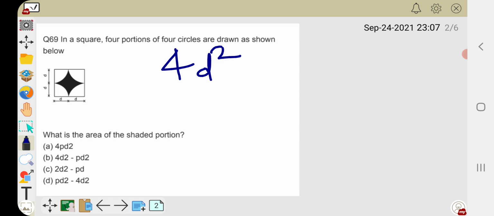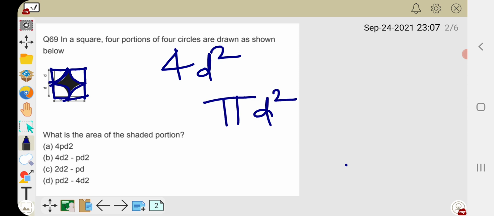Here the radius is d for every circle, but only 1 by 4th portion of every circle is covered in this diagram. So the area of the 1 by 4th portion of a circle will be pi d square divided by 4. This circle will have area pi d square by 4, this one also pi d square by 4, this one pi d square by 4, and this also pi d square by 4. So the total area of the circles will be pi d square by 4 into 4, that is pi d square.